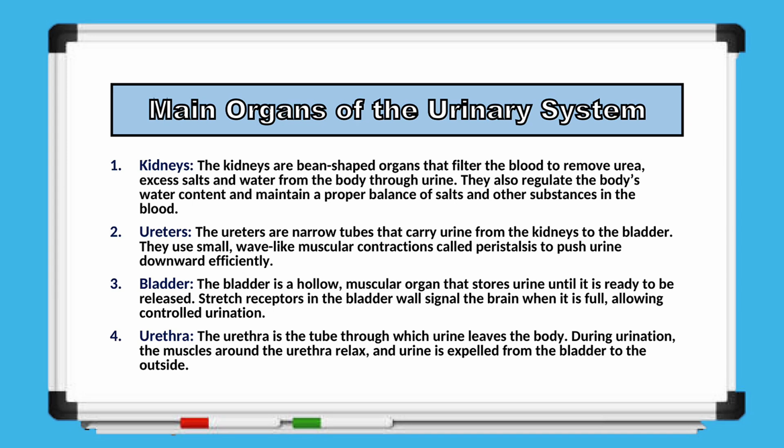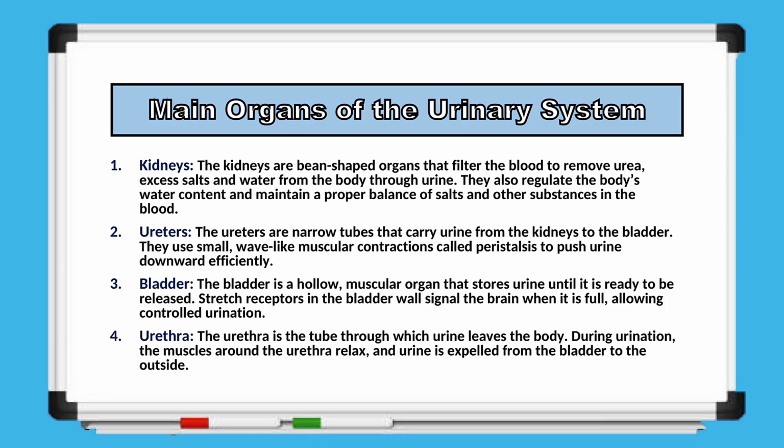The kidneys are bean-shaped organs that filter the blood, removing urea along with excess salts and water in the form of urine. They also help regulate the body's water levels and maintain the correct balance of salts and other substances in the blood. The ureters are thin tubes that transport urine from the kidneys to the bladder. They move urine downward using gentle, wave-like muscular contractions known as peristalsis.